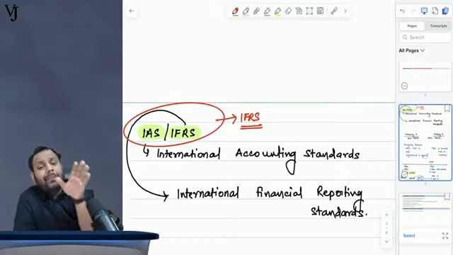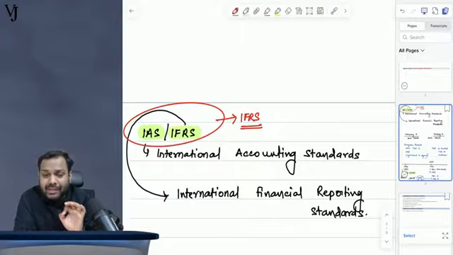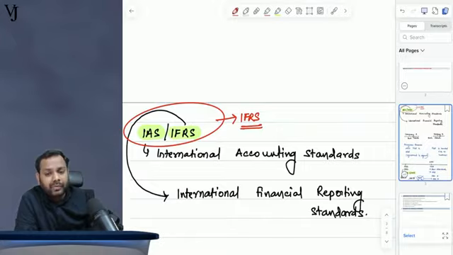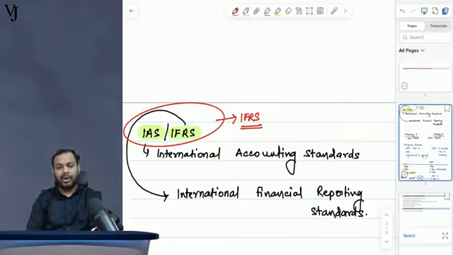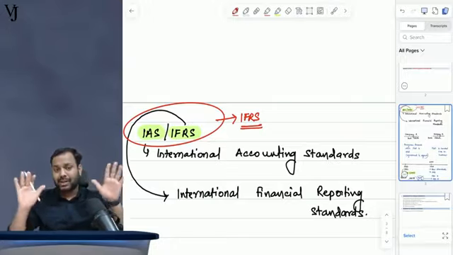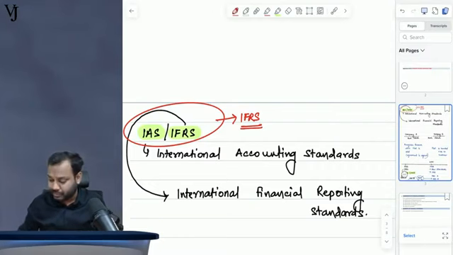Tell me, are you clear on the meaning of IAS and IFRS? Is it clear to all of you? Come on guys, please tell me. Now will you get confused in this one? I need a response from all of you. Is the meaning of IAS and IFRS clear?